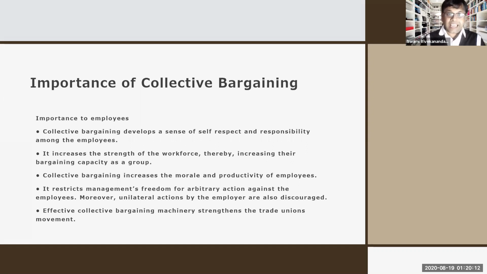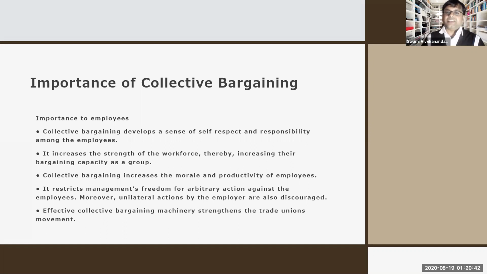Number 1, collective bargaining develops a sense of self-respect and responsibility among the employees, because the employees can see that they, or their representatives, can participate in the decision making process, that whatever the decision is being taken by the company regarding the working conditions and other things, they are also a part of it. So that's why their self-respect is improved and their responsibility is increased.